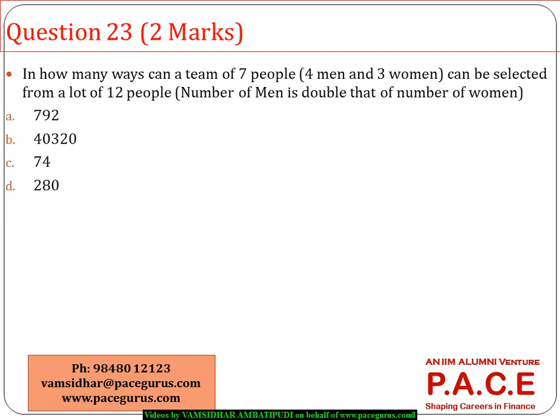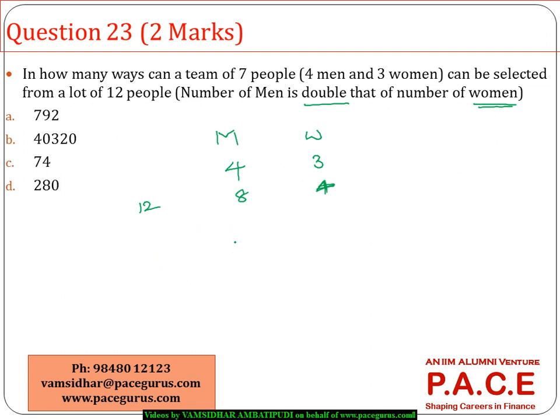In how many ways can a team of 7 people, 4 men and 3 women, be selected from a lot of 12 people, such that the number of men is double that of the number of women? So out of this 12, the only possibility where the number of men is double that of the number of women is having 8 men and 4 women. And we are talking now about only selection, so which means I can use a combination and need not require a permutation.